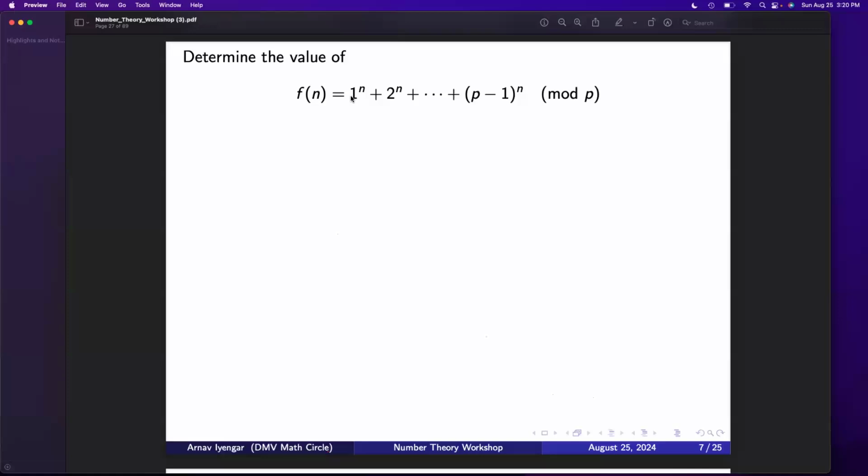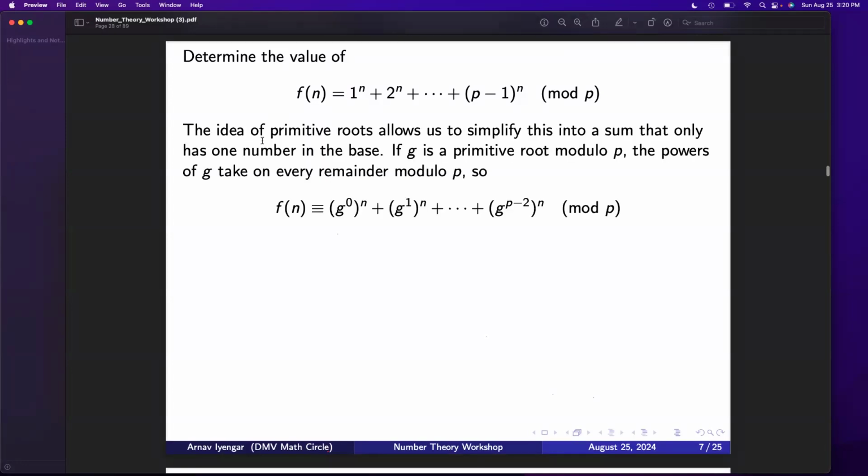Yeah, so you can use g in this, and as I said earlier, the set 1, 2 up until p minus 1 is just going to be the same set as g to the 0 up until g to the power p minus 2. So here's the expression you have. So you now have this sequence, and as people said in the chat, it's a geometric series.